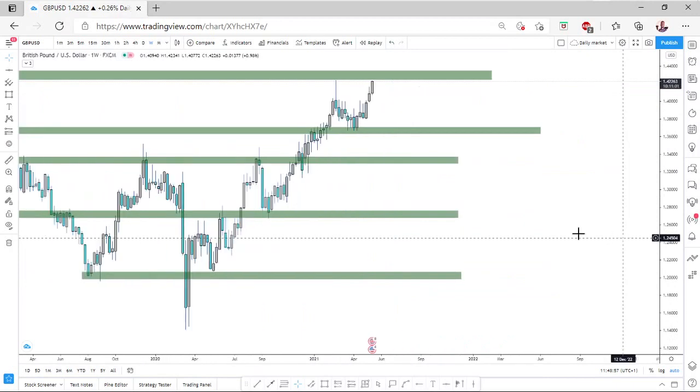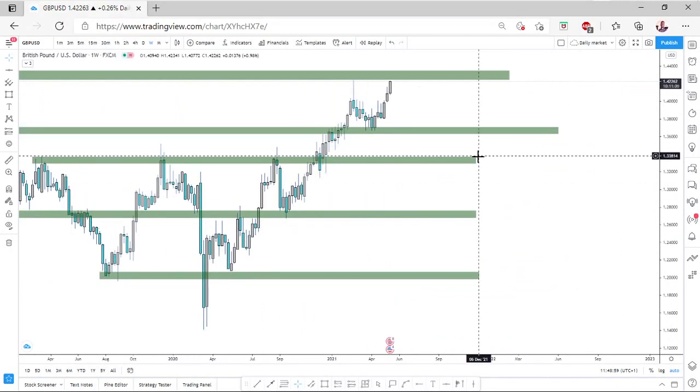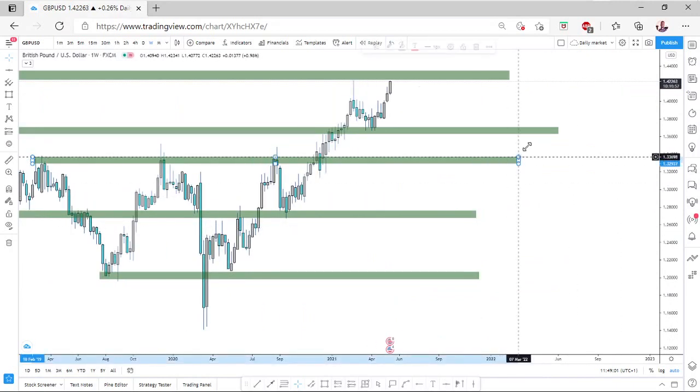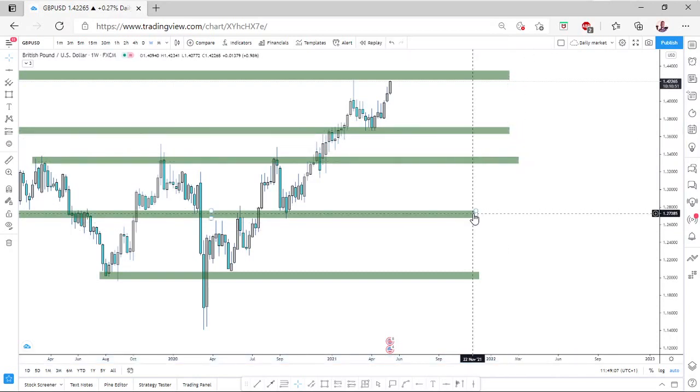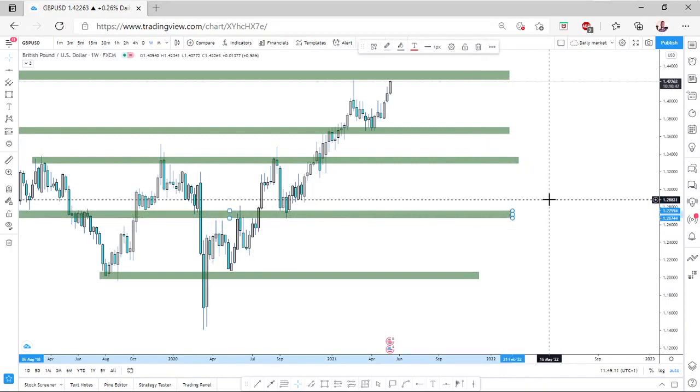So this is it, guys. This is how you map out your support and resistance zones. You can decide to make them equal. Personally, I don't like having more than four zones marked out in my chart.